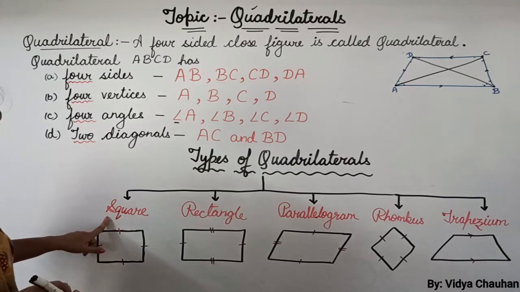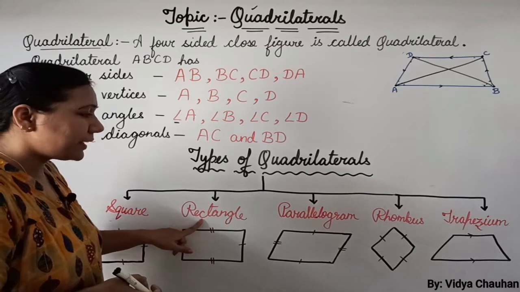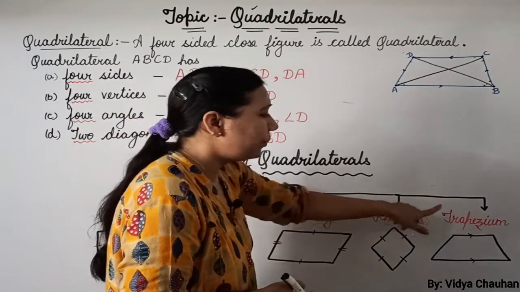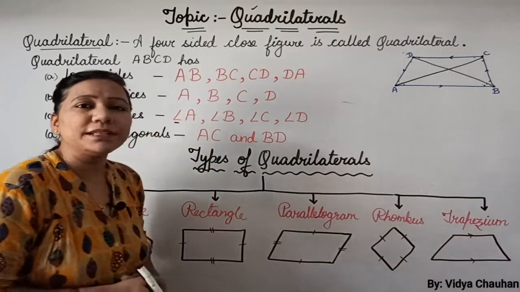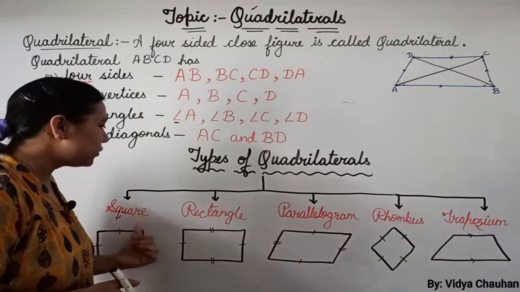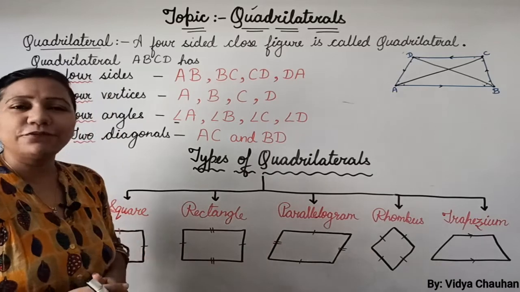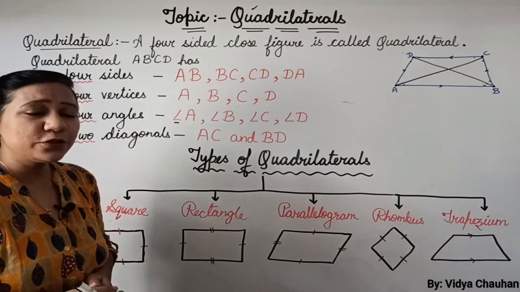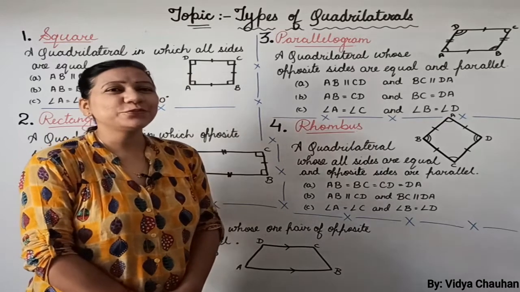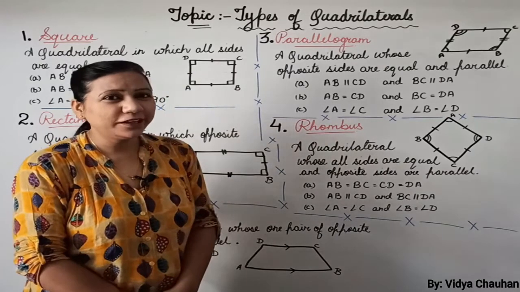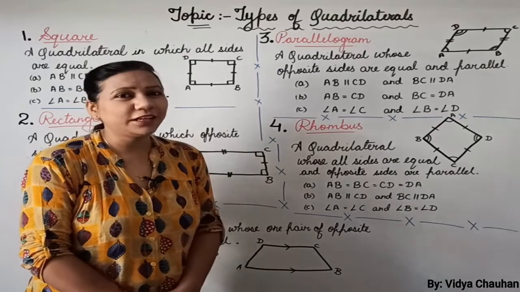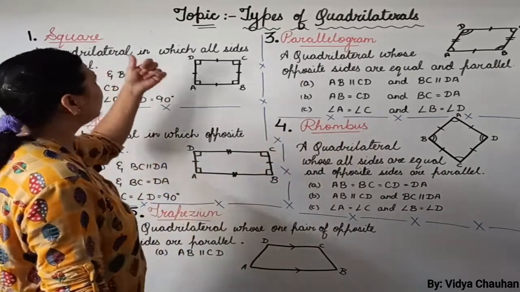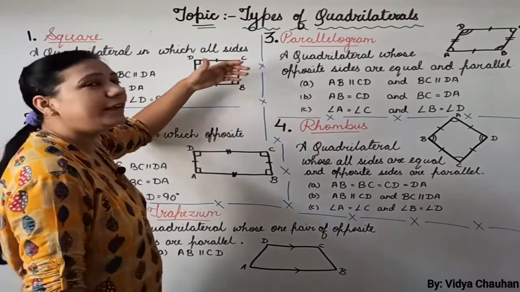First one is a square, second is a rectangle, third a parallelogram, fourth a rhombus and fifth is a trapezium. So in this chapter we are going to discuss all these 5 different types of quadrilateral in detail. Okay students, we have discussed quadrilateral and its different types. Now let us discuss these different types of quadrilateral in detail.